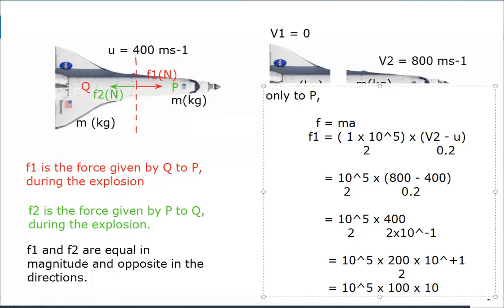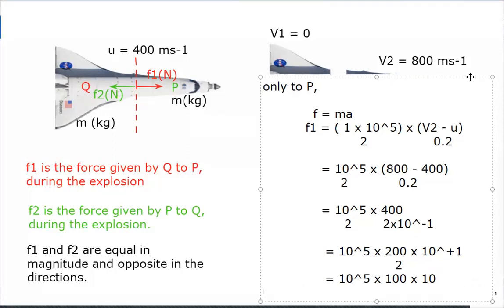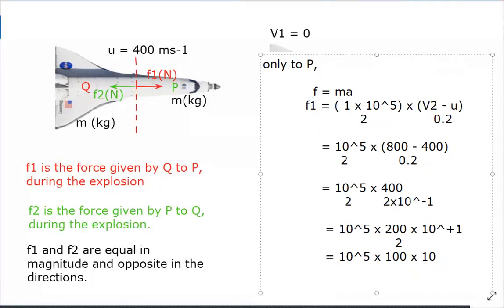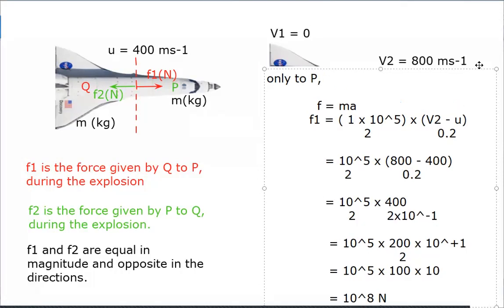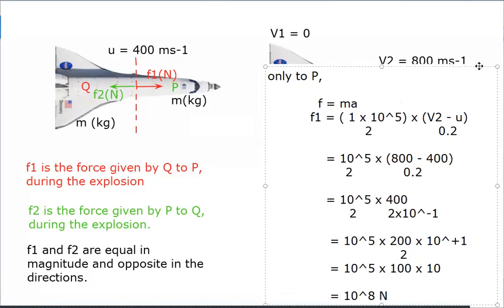So all together, how many zeros are there? 10 to the power 8. So finally, we get that the force acting on the piece P is 10 to the power 8, and the unit is Newton. If the force acting on the piece P is 10 to the power 8, what will be the force acting on the piece Q? Somebody please tell me. It is equal, sir. 10 to the power 8 Newton, right?